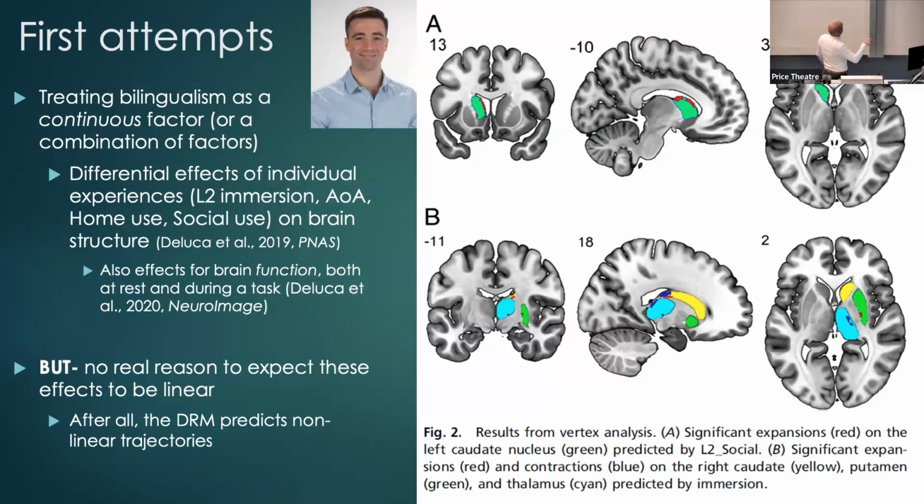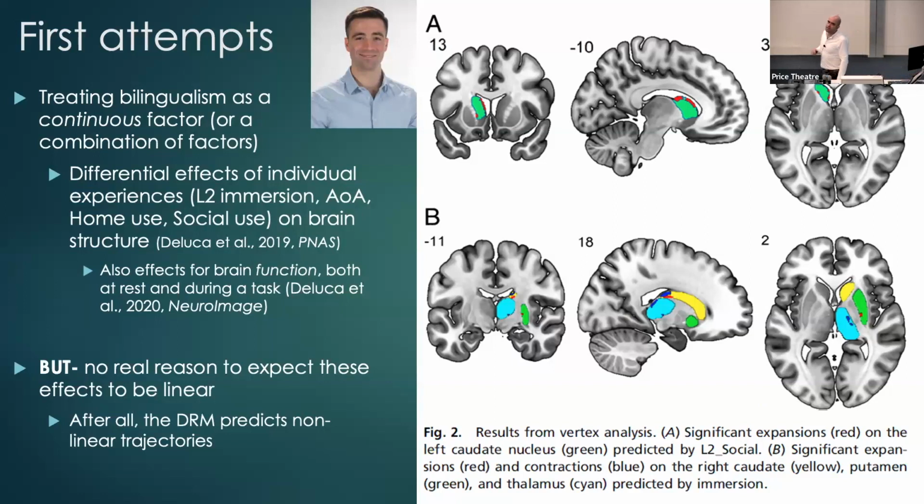A bit complicated set of analysis, but what we found is that in this panel, in A, you find significant expansions of the caudate nucleus as predicted by L2 social use. So the more you use your L2 in social environments, the bigger the caudate is, practically. On this panel, you find significant expansions and contractions. That's reshaping of the caudate again, and also the putamen in green, the thalamus in cyan, as predicted by immersion. So the more immersed you are, the bigger those effects are. We also found some effects for brain function that are predicted by the same variables, both at rest and during a task. But as I said, I won't talk about function today. That was good at the time. We were very excited.